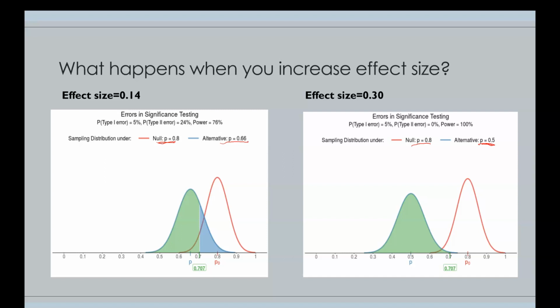As I move the alternative, what I believe to be true, and the null farther and farther apart, notice what happens. The effect size is increasing, and my beta, my type 2 error, is decreasing. If you look at this blue region here, it's fairly large compared to here, where it's almost non-existent, and therefore my power has increased.